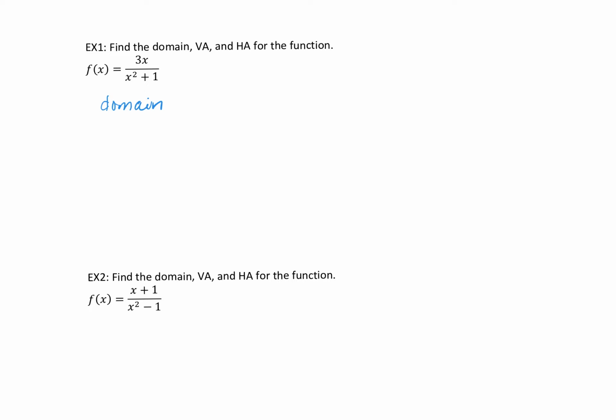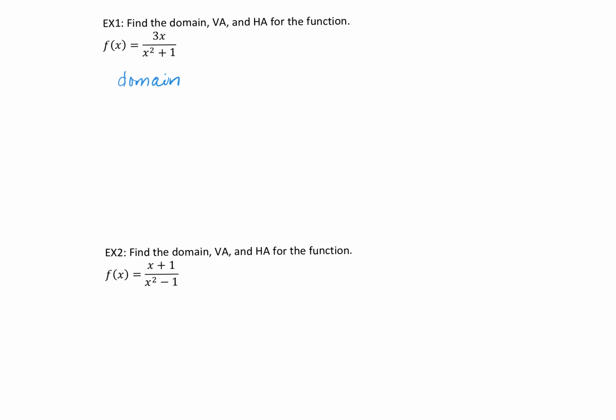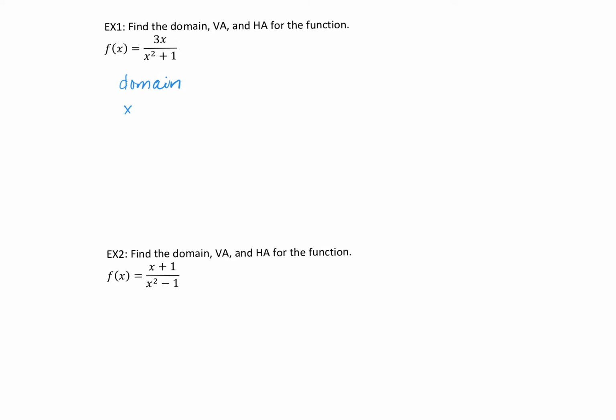I always get a non-zero denominator. Now, what you could do is say, okay, why don't I just solve this equation for 0? And you would get x squared equal to -1, x equal to plus or minus square root of -1, which is complex. So the domain, since we can use any x value, is going to go from -infinity to +infinity.